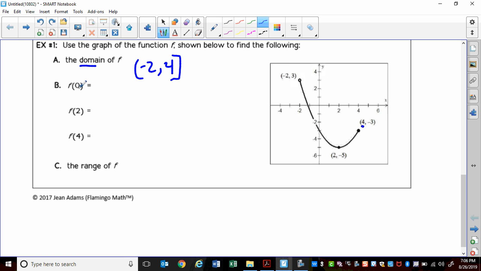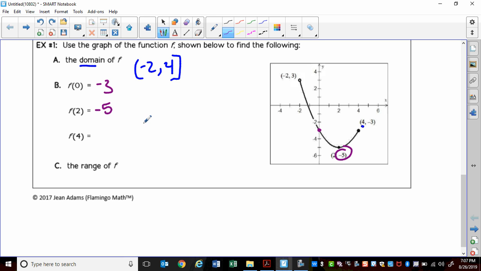Now I'm going to find out what my function is defined at 0. So what is my value when I plug in 0? It looks like my value is right here, -3. What happens when I substitute in 2? So I'm going to go to 2 on the x, and I'm going to go down to my function. It looks like my y value is -5.